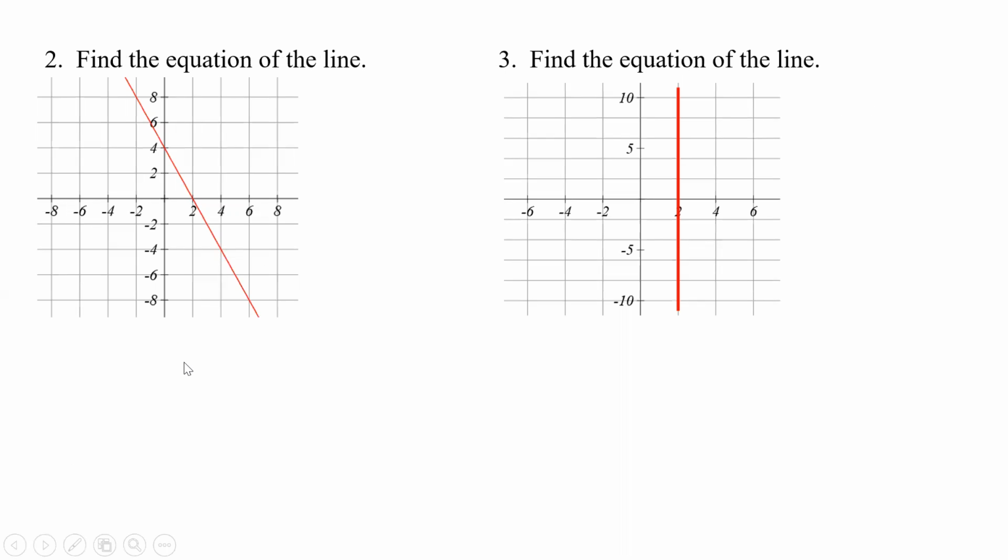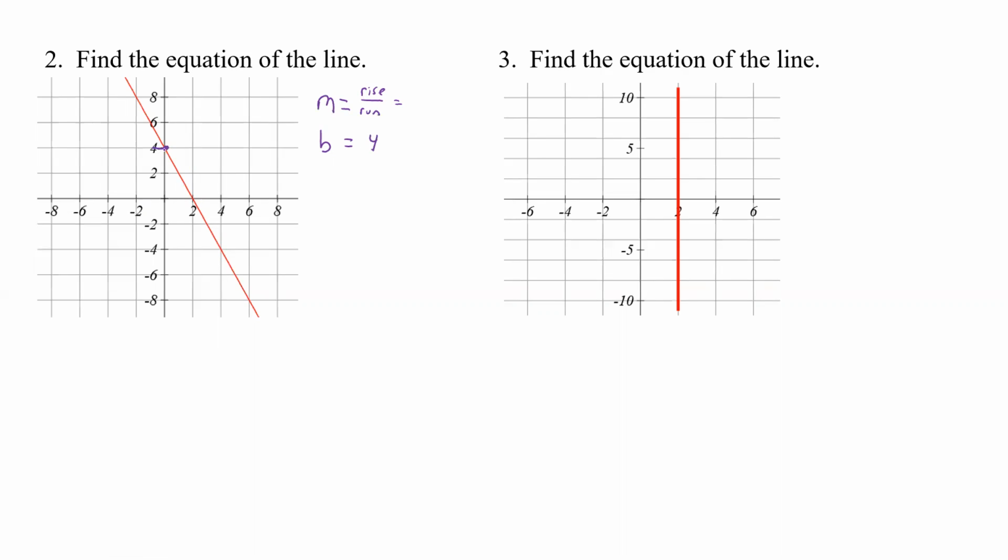Now this one, they give us lines and they tell us find the equation of the line. Okay, so what do we need? Well, we need to find what the slope is and we need to find the b. Okay, well, b in this case looks like it hits at 4. So b is 4. Now what is slope? Well, remember, slope is rise over run.